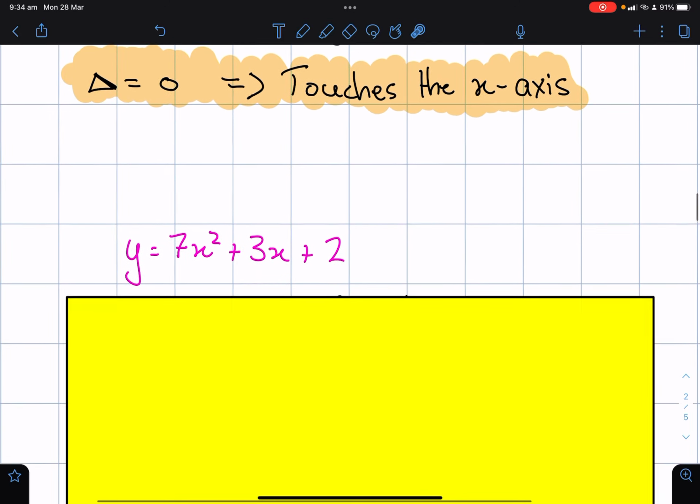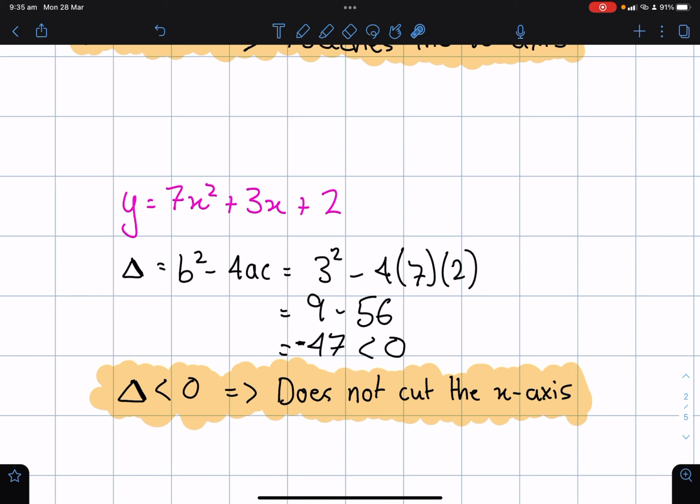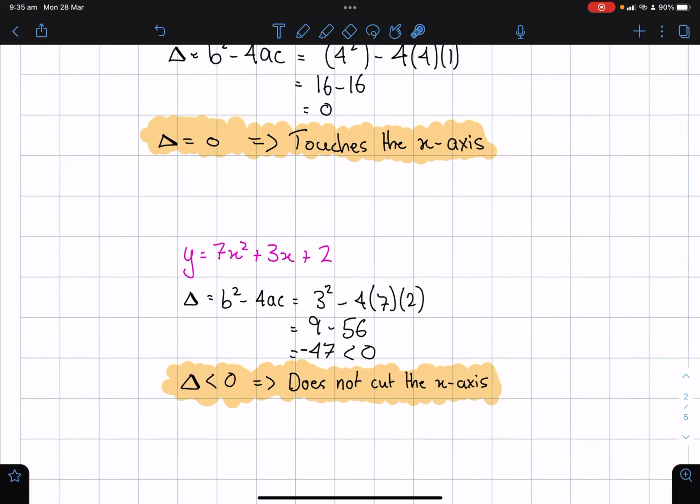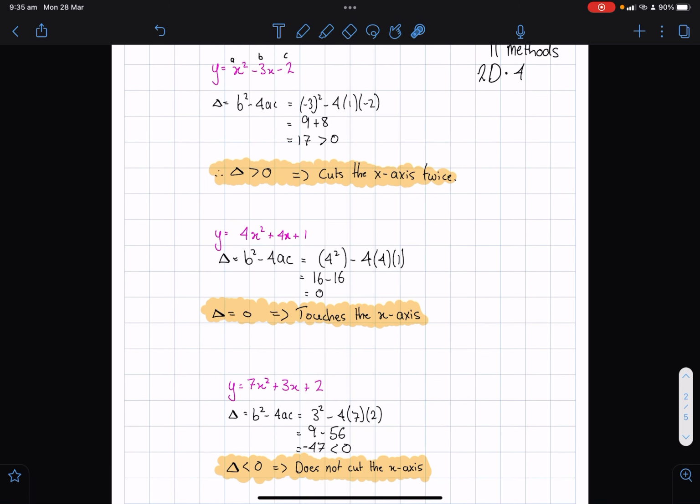And then hopefully on this last one, I think you guys know where this is heading, all right? You should have noticed that the function actually doesn't touch the x-axis. So when we find the discriminant of this quadratic with our really bad negative sign in there, you'll find that the discriminant is less than 0. -47 is a negative number, less than 0. And in this case, if the discriminant is less than 0, it does not cut the x-axis at all. It does not touch.